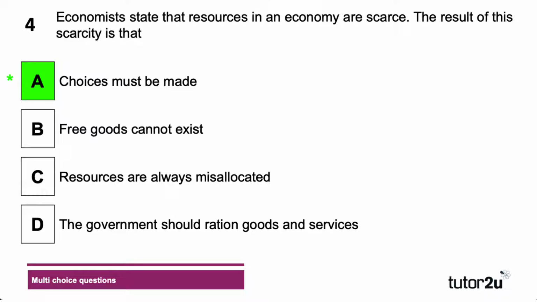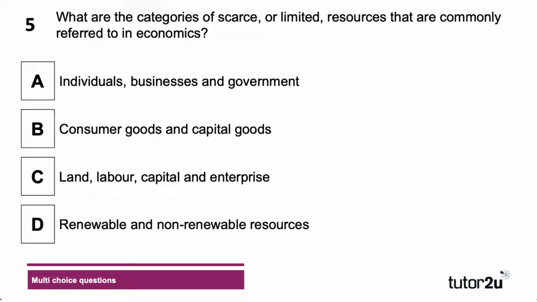Okay, one more multiple choice to go with. So if you're on 4 out of 4 so far, let's see if you can keep it up for 5 out of 5. So careful thinking about this one. What we're looking for here is the categories. What are the categories of scarce or limited resources that are commonly referred to in economics? What we're looking for here is the most likely description that you might use, the most likely economic term that might be used to describe scarce or limited resources. Sort of standard traditional terminology that we're using.